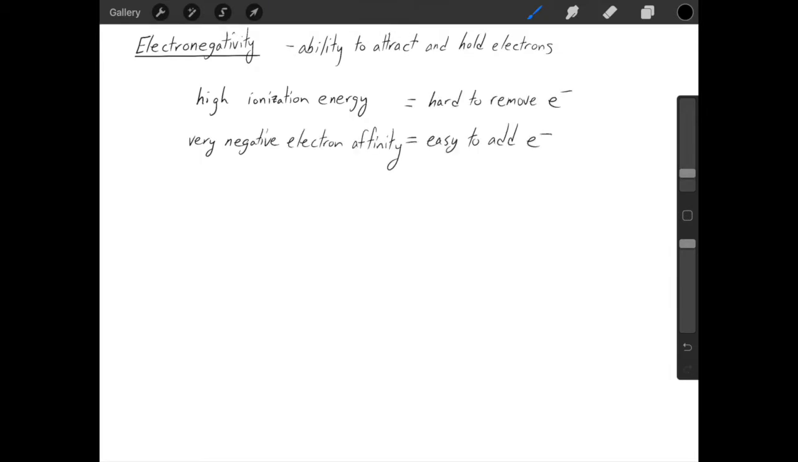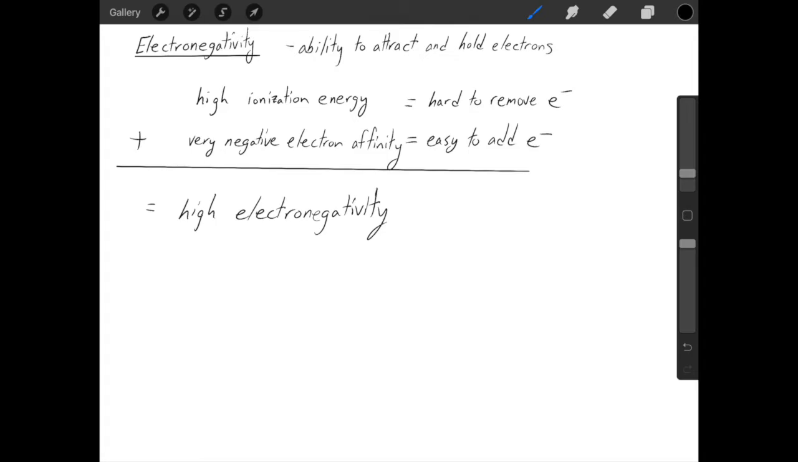So if an atom has a high ionization energy, it's very difficult to remove electrons from that atom. And if that same atom also has a very negative electron affinity, that means it's very easy to add electrons to that atom. And atoms that have both a high ionization energy and a very negative electron affinity are said to have a high electronegativity.